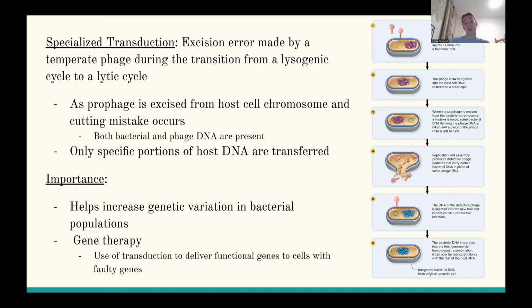Compared to generalized transduction, which can transfer any gene, only bacterial genes that are adjacent to the integrated phage DNA can be taken in specialized transduction. Transduction is important because it helps increase genetic variation in bacterial populations, and it creates the possibility for gene therapy. Many researchers are currently studying how viral vectors can be used to introduce genetic material into target cells to potentially treat diseases that were previously seen as incurable.